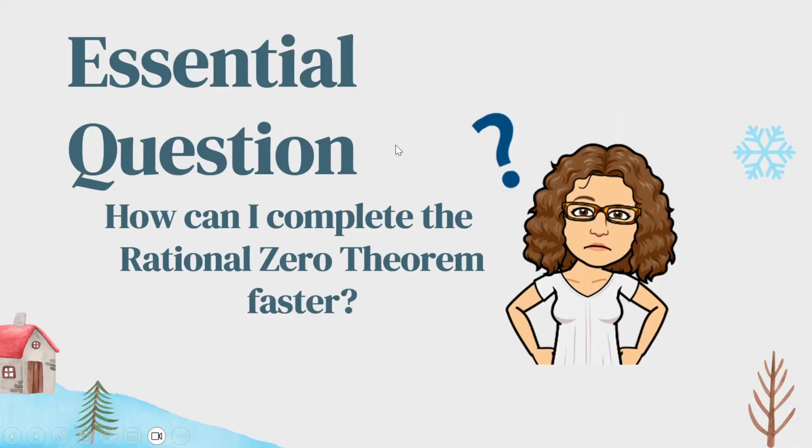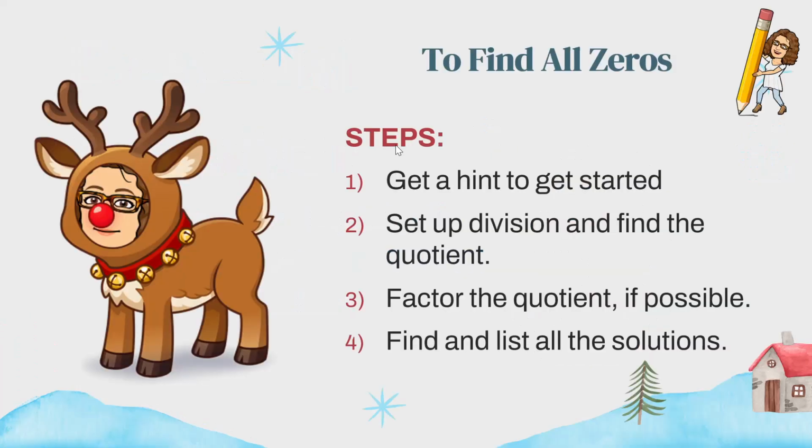Our essential question today: how can I complete the rational zero theorem faster? Because last time we had to create the possible rational zero list, right? And then we were like, all right, well, the answer has to be somewhere. And then we started dividing a whole bunch of times until we got something that gave us a remainder of 0. Well, that was all fine and dandy, but let's see how we can do it faster.